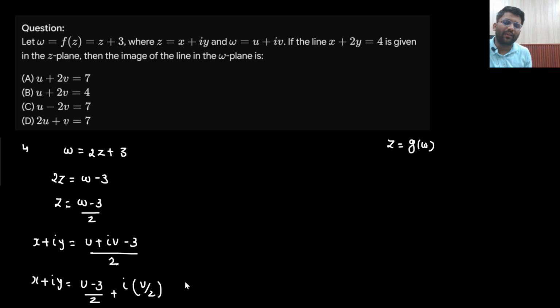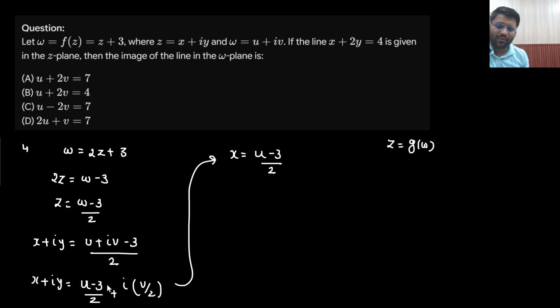So, from here, if you compare what you are getting, then you can see that, sir, x is coming out to be u minus 3 divided by 2. Okay, build the habit of writing u as this. Otherwise, u and v will look similar. So, x is coming out to be u minus 3 divided by 2.